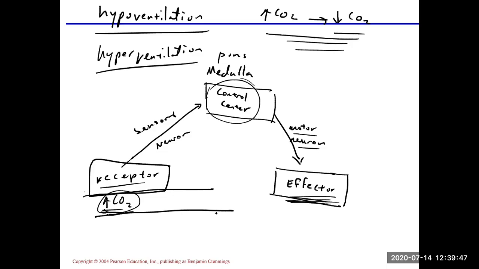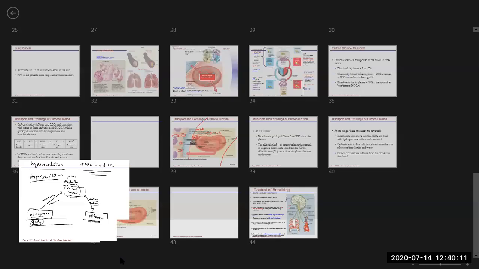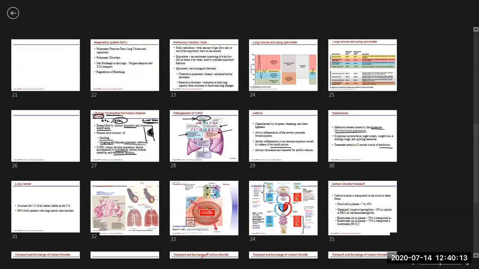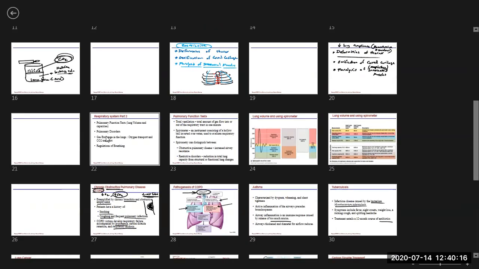Now, how do we know that we have the normal amount of air in our lungs? That our lungs are healthy, our lungs can expand, our lungs have no problem with restrictive or obstructive disorders and so on? Well, there is a device known as a spirometer.